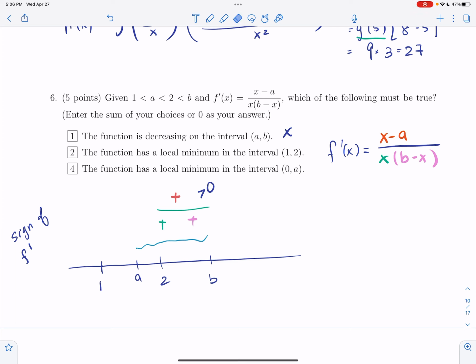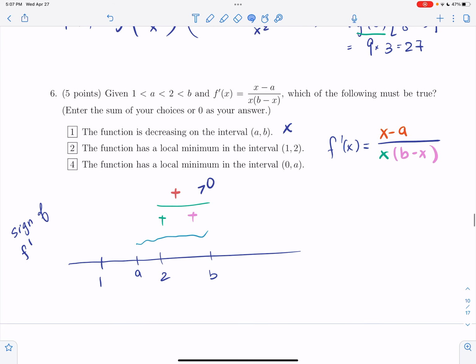On the interval 1 to 2, what do you have? X minus A over x times b minus x. This is all well defined. There are no zeros anywhere. B minus x is non-zero, x is non-zero, so you're not dividing by 0. Okay, so I'm going to put this on the side over there, and let's take a look at whether there's a local minimum in that interval.